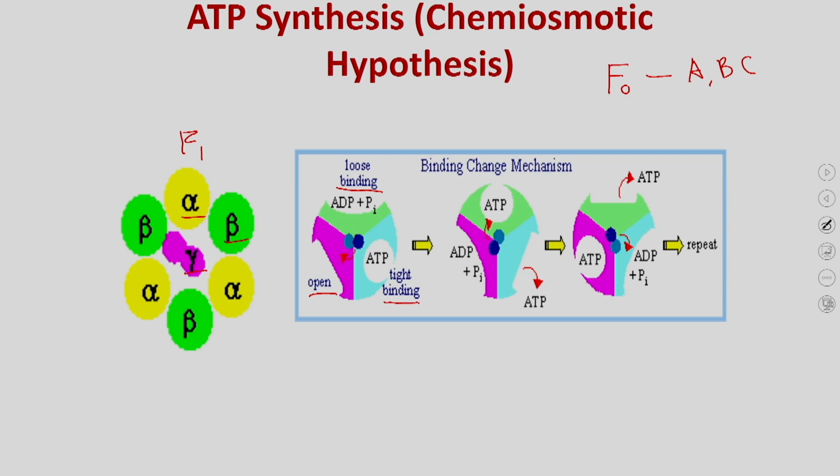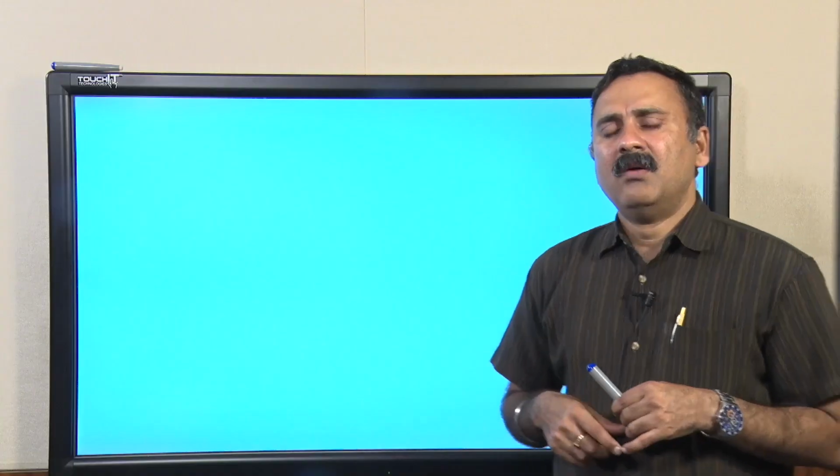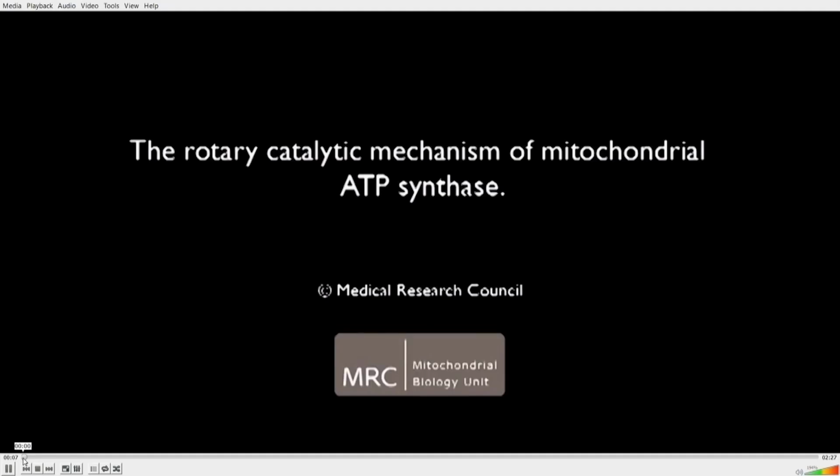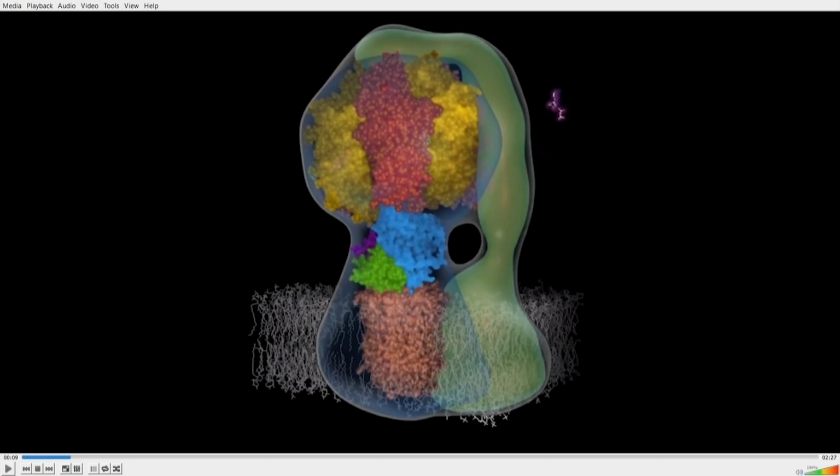You can easily see this same phenomenon in a more schematic animation. This animation is provided to us by Professor Walker. Professor Walker is a renowned professor at the MRC UK. What you can see here is the complete ATP synthase, and what you can see is actually a rotating rod. This rotating rod, the pink color, is actually the C chain of the FO particle.